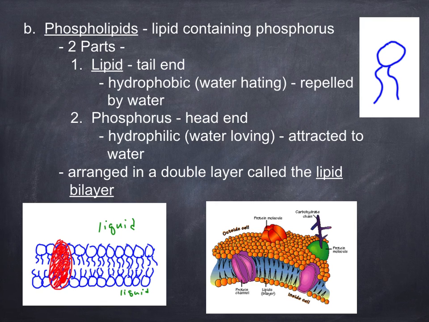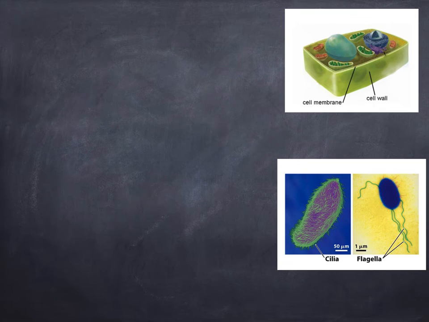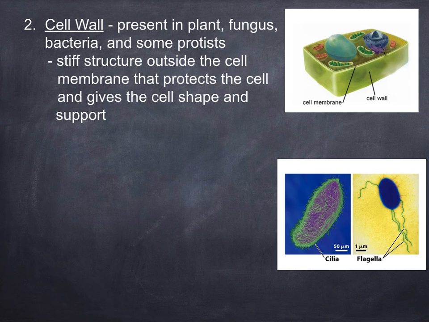Okay, so those are the parts of the cell membrane. Now we're going to move on and talk about other parts. So the next part we're going to talk about is the cell wall. Now the cell wall is not present in all cells. It's just present in plants, fungus, bacteria, and some protists. Animal cells never have a cell wall, so you won't ever deal with a cell wall in an animal cell. These are in plants, fungus, bacteria, and then some of the protists.